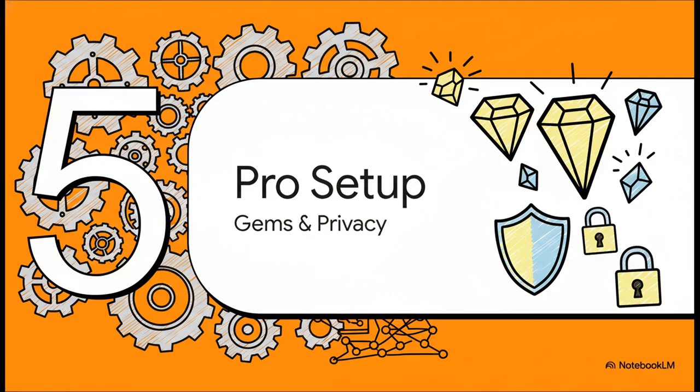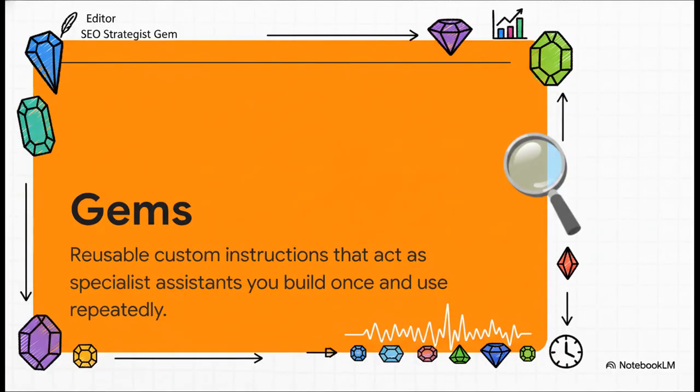Okay, finally, let's get into the Pro settings. This is how you really customize the experience to fit your specific needs and, just as importantly, control how your data is being used. First up are Gems. Just think of these as reusable custom instructions. You can build a specialist assistant like, say, an editor Gem that knows your exact tone, or an SEO strategist Gem that always follows your formatting rules. You build it once, and it saves you from all that repetitive prompting every single time.